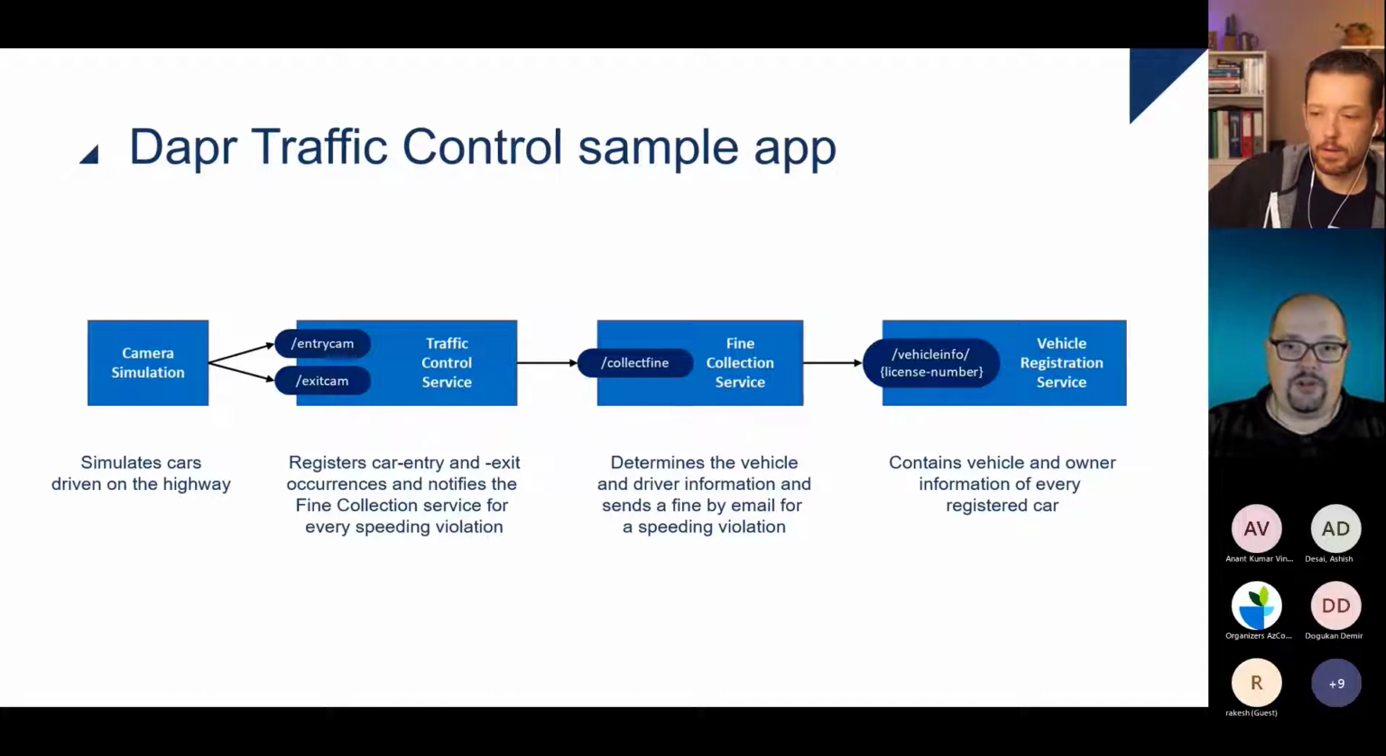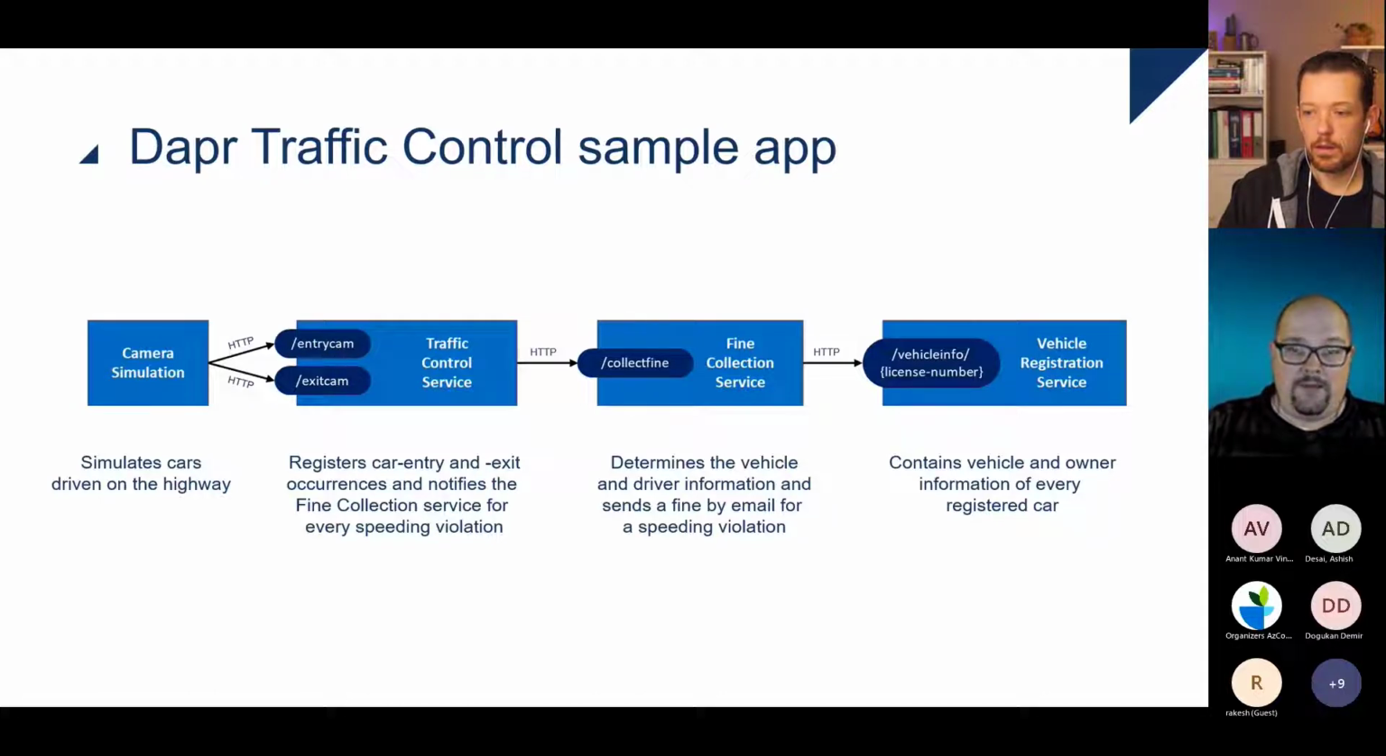All these services, so the traffic control service, fine collection service, and vehicle registration service, are just ASP.NET Core Web API projects. So it's just RESTful services that you can talk to over HTTP. And the camera simulation is just a console application that sends messages. Starting out, we will start with this application completely running with HTTP. So we're just sending HTTP JSON payloads between these services.